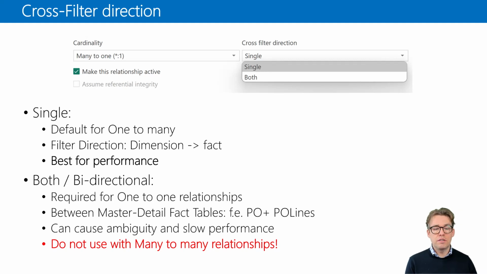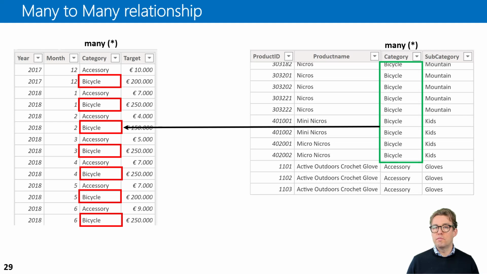One big no is if you have many-to-many relationships, especially between fact tables. You should never use many-to-many relationships between fact tables. And you should also not have a filter direction set to both for many-to-many. Some people say it's never good to have many-to-many relationships, but I don't agree with that, because there are a lot of scenarios where many-to-many is just fine.